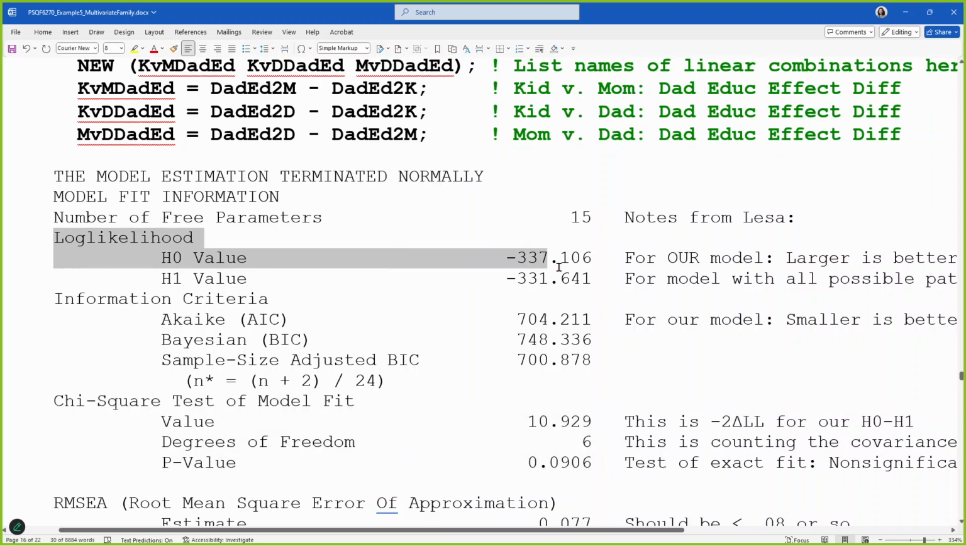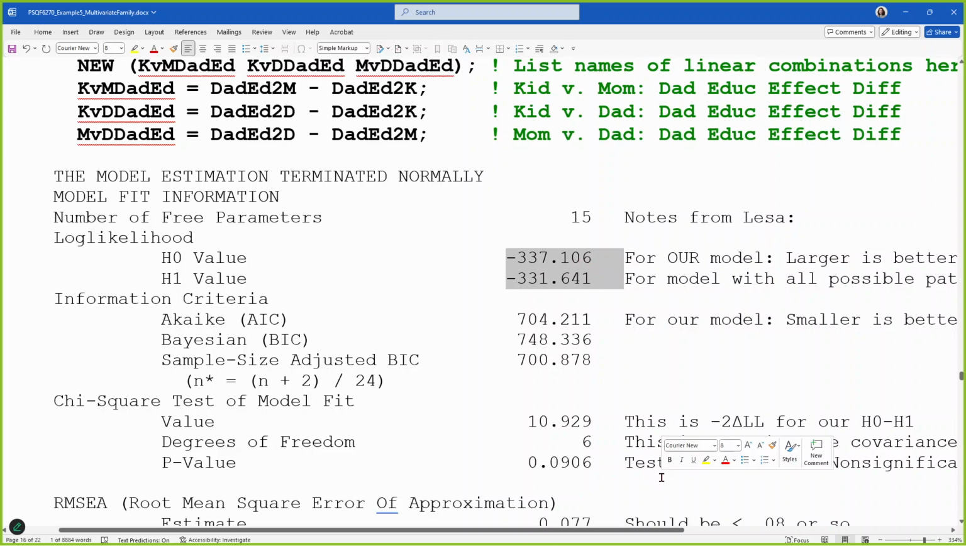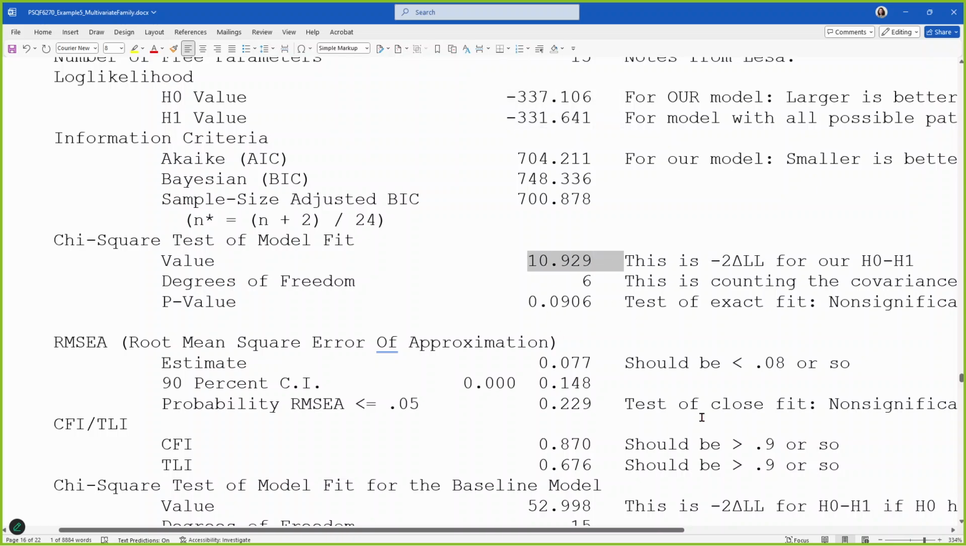Up here are the log likelihood heights. Your model is H0. The best possible saturated model is H1. So what's happening is that it is doing -2 times the difference between these two things right here for you. So it's testing your fit for you. You don't have to do that.